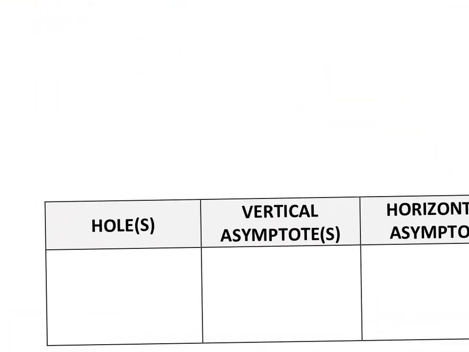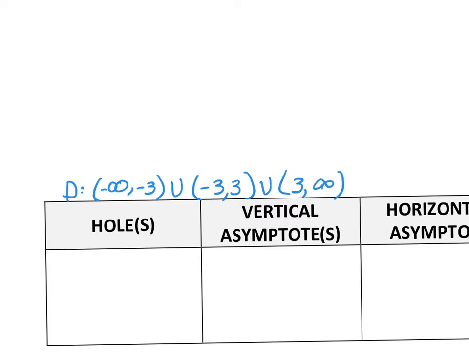Domain is negative infinity to negative 3. Does it include negative 3? Nope, so we use a parenthesis. Union, keep going. Negative 3 to positive 3. Union, what? And then 3 to infinity. Perfect. Who was doing that with me in here? Good job.